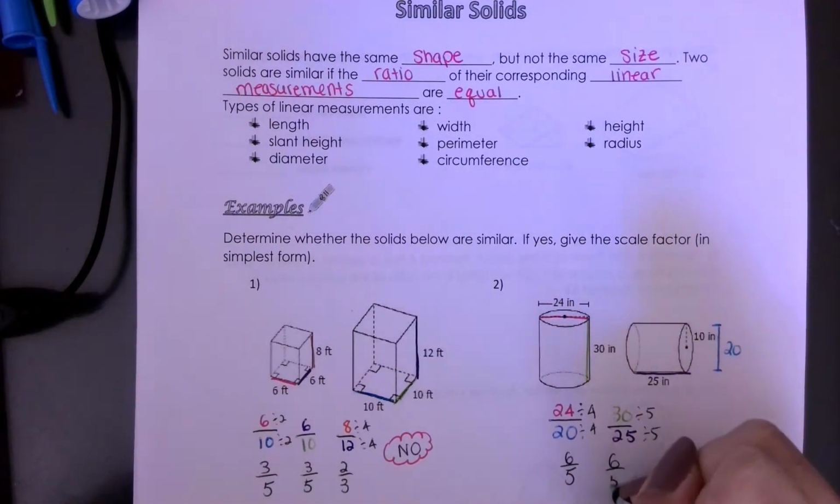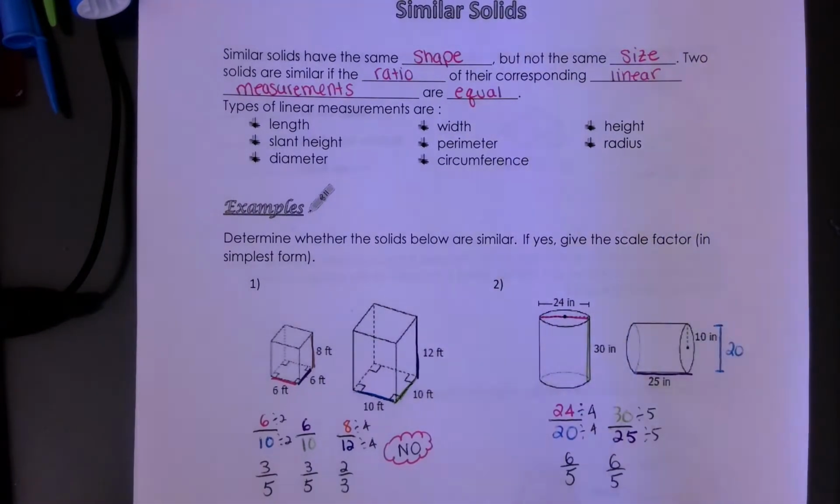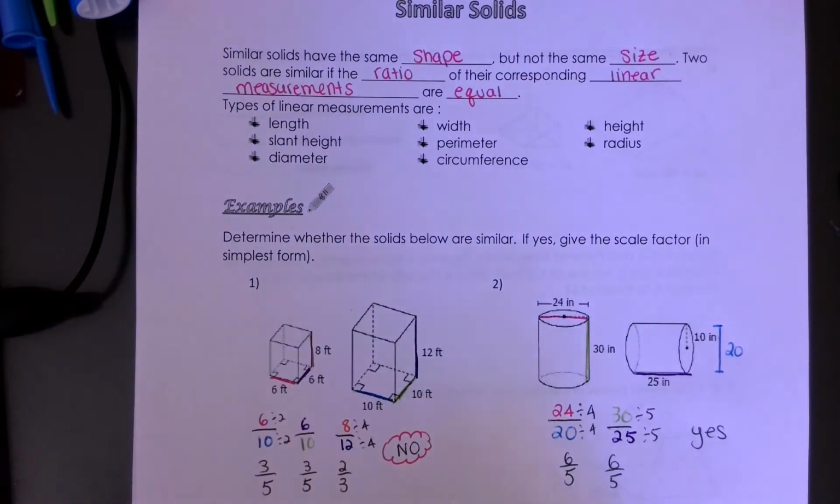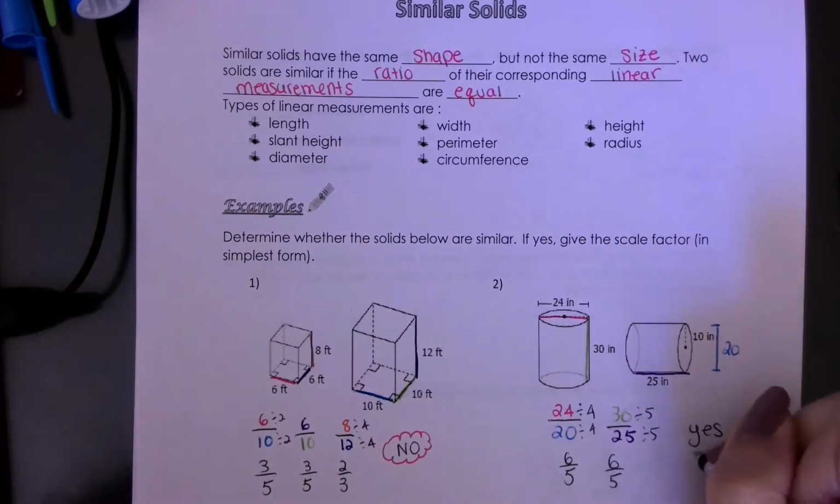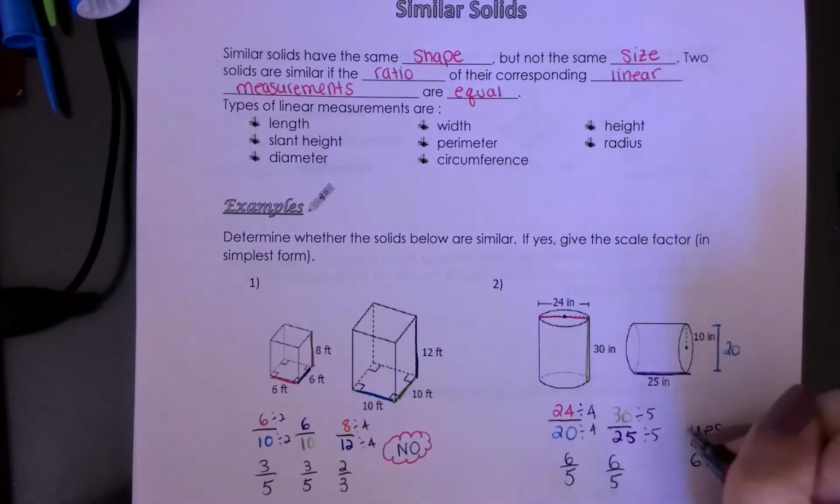6 over 5. So yes, because their ratios are the same, these two are similar. So yes. And what's my scale factor? Well, from the first to the second, it was 6 over 5. So you're going to write it as a ratio, 6 to 5.